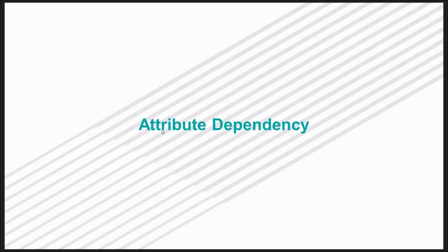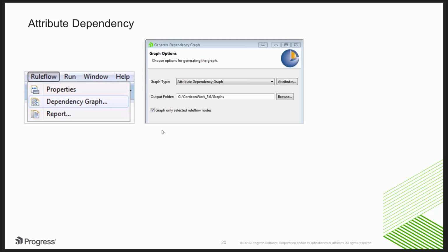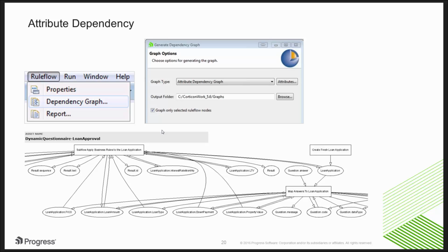Okay, attribute dependency. Now we're looking at asking the question, how do all these attributes interact with each other? And we've got a new item here which enables you to draw a dependency graph of all the attributes that are represented in a rule flow. Now, of course, a rule flow can get quite complex, and when you draw that picture, it can get quite large.